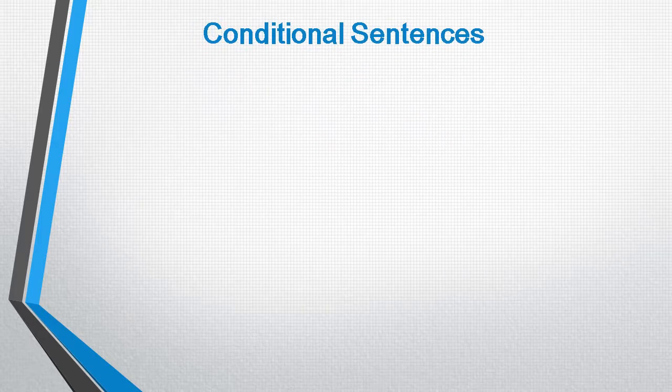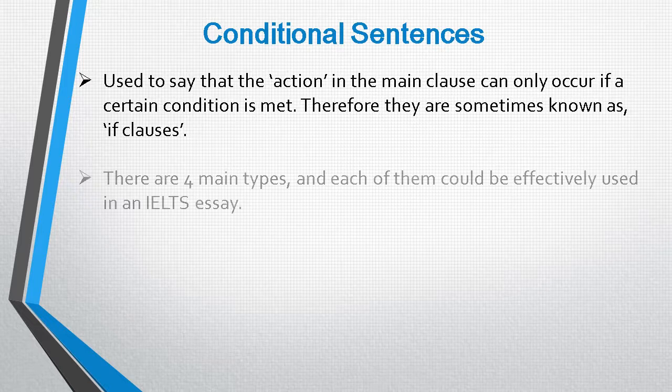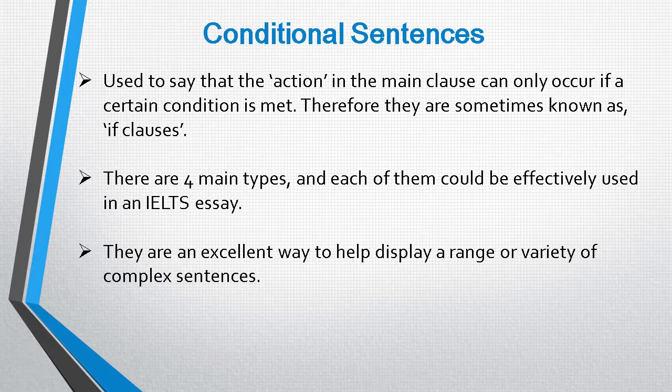The types of complex sentences we're going to be making are conditional sentences. Now, these are used to say that the action in the main clause can only occur if a certain condition is met. Therefore, they are sometimes known as if clauses. There are 4 main types of these, and each of them could be effectively used in an IELTS essay. They are an excellent way to help display a range or variety of complex sentences.